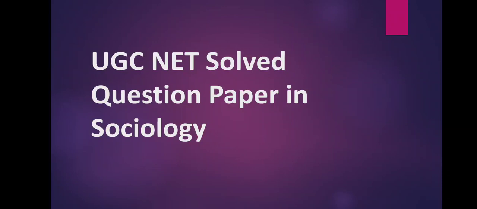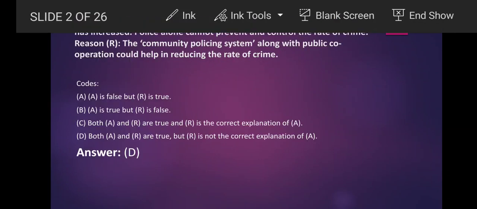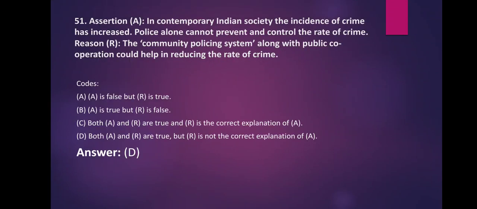Today we are discussing the UGC NET solved question papers in sociology. First question. In contemporary Indian society, the incidence of crime has increased. Police alone cannot prevent and control the rate of crime. This is the assertion. The reason: the community policing system along with public cooperation could help in reducing the rate of crime. The codes are given here.